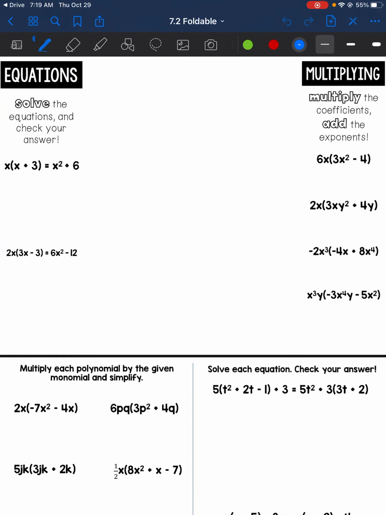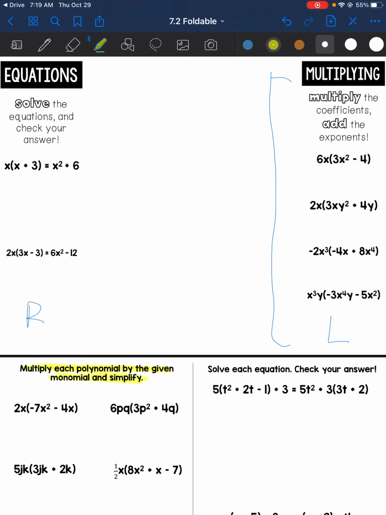All right, so here is our 7.2 foldable. This is still on a monomial times a polynomial, okay? And this looks a little backwards to you because this is before it's folded, so this here is actually the right side, and this is the left side here. So we're gonna look at just the multiplying side here first, and then we'll do the problems on the second page that correspond with that.